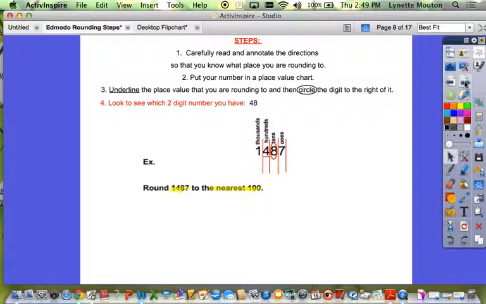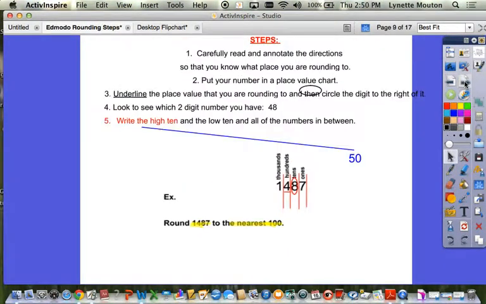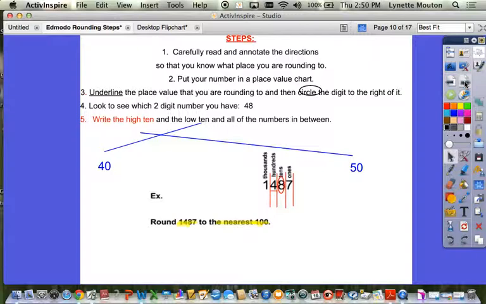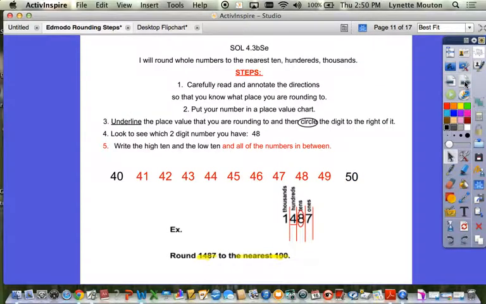If we're looking at 48, what is the high 10? It's 50. And what is the low 10? 40. There it is. Now what do I have to do? Everybody take your finger out and draw a line under the place value and then do what? Circle right next door. Then write the high 10 and the low 10. Very good. Everything in between. High 10, low 10, everything in between.